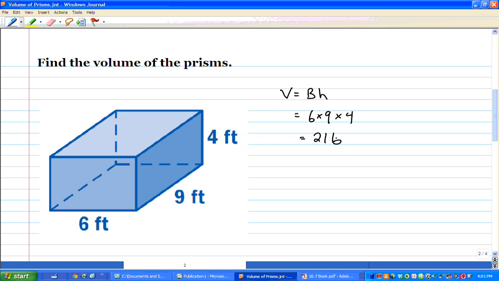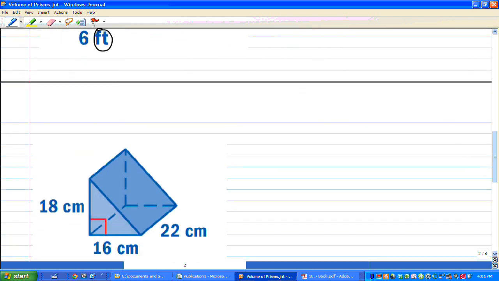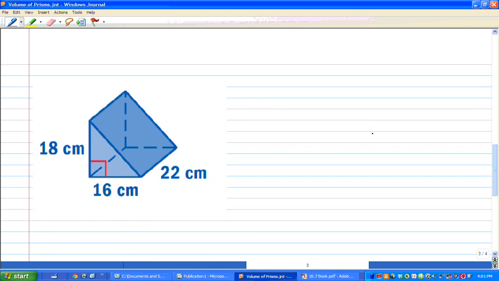Now the next thing is where some people make a mistake. Because when you multiply feet by feet by feet, you end up with feet cubed, 3 of them. It's always to the third power. Don't make the mistake of making it squared. Volume is cubed. Alright, let's move on to a triangular prism.